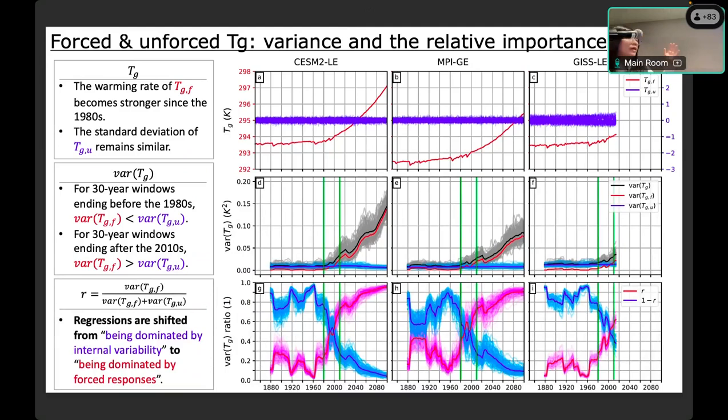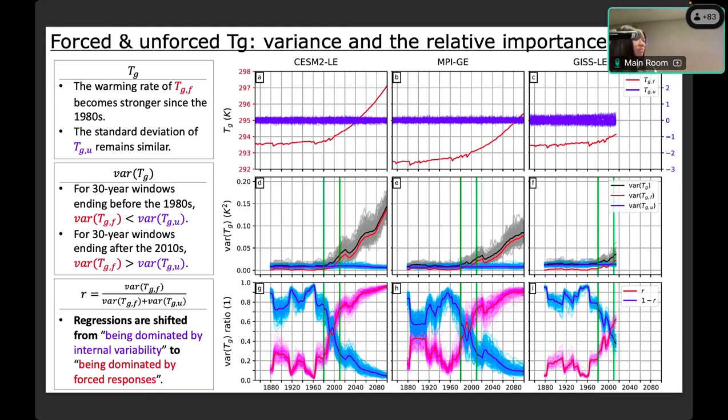Now we are looking at the forced versus unforced global warming temperature, their variance, and their relative magnitudes in three large ensembles. On your left are the CESM2 large ensemble and the MPI grand ensemble, and on your right is the GISS large ensemble. CESM2 and MPI have 100 ensemble members, but I want to point out we have around 40 for the GISS model. Based on the previous talk, maybe this is not enough, but I'm showing these three large ensembles.